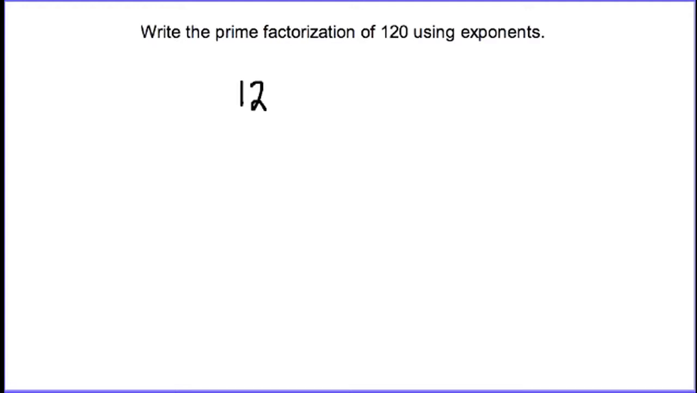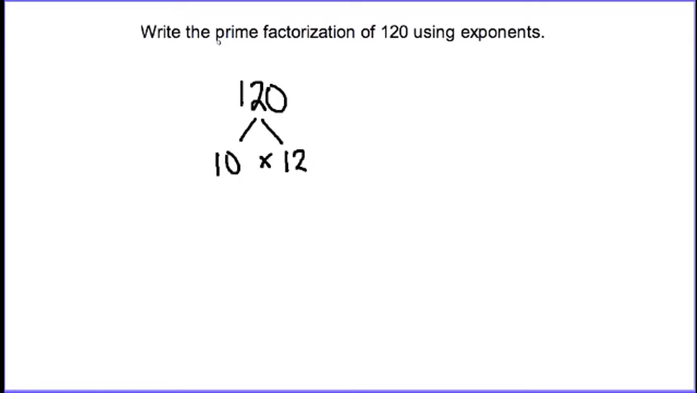This question is asking us to write the prime factorization of 120 using exponents. So to do this, we are going to use a factor tree. I'm going to start with 120 at the top, and all that I need to do with a factor tree is try to find two factors that multiply together to make 120. So I know that since it ends in a 0, 10 and 12 multiply together to make 120.